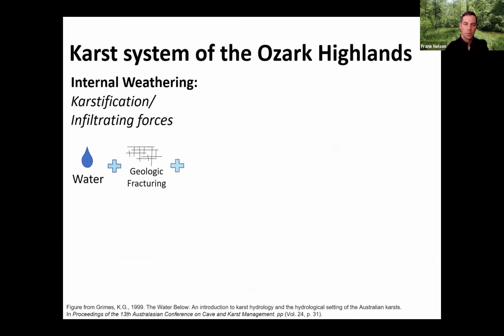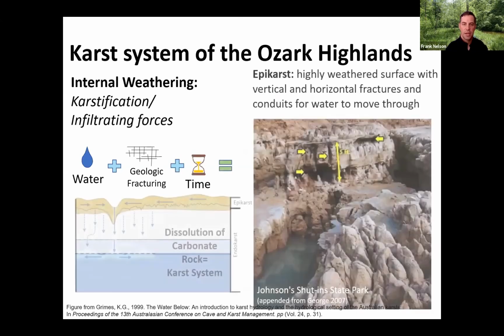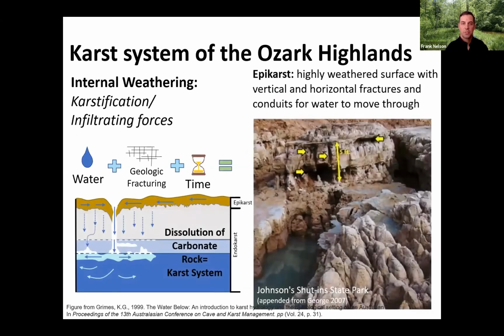And so with water and geologic fracturing over time, we get karstification, this internal weathering. And this is a great example of epikarst. So this is the very top layer of a karst system, a highly weathered surface with voids and conduits going both vertically and horizontally for water to move to and through.